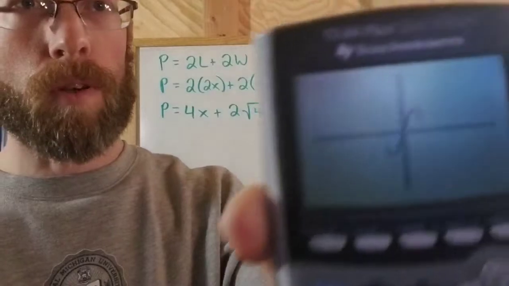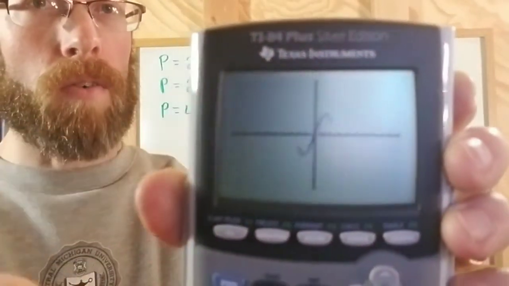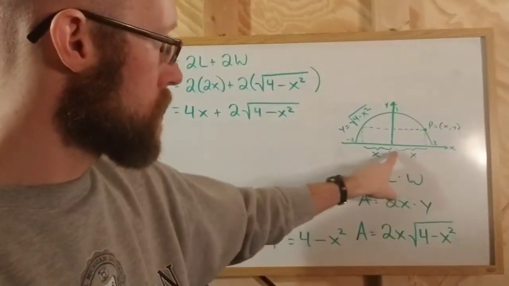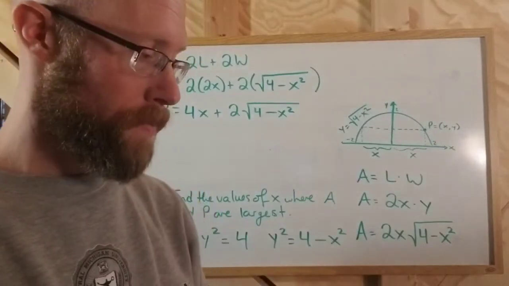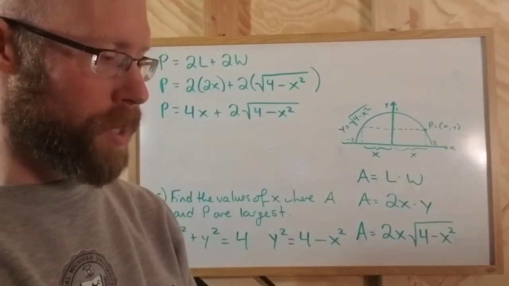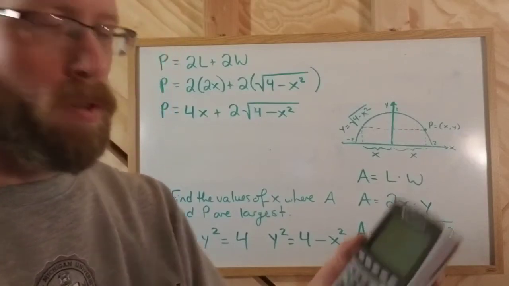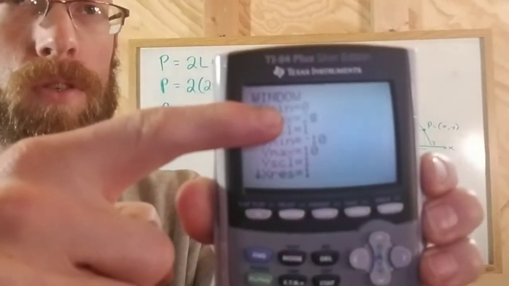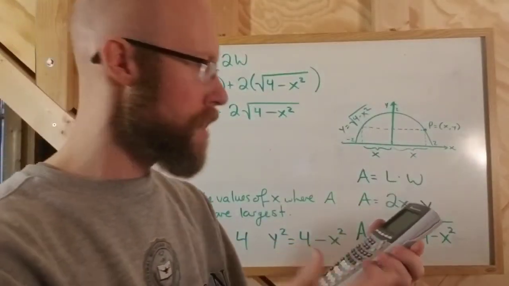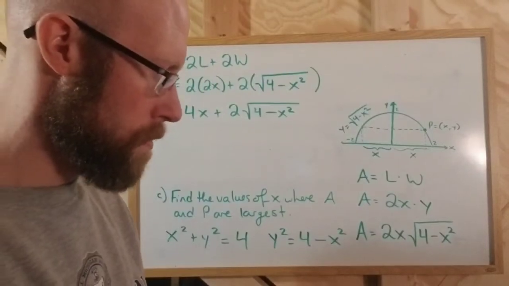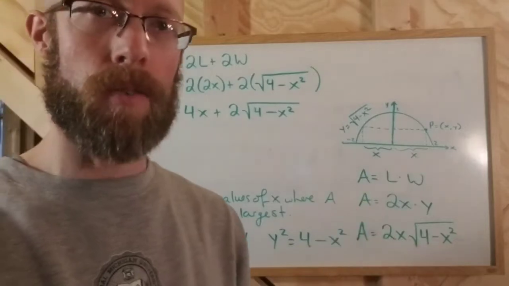Ooh, it's a weird looking graph. But it definitely has a maximum. Now, we're only looking for positive values of x, right? X is between 0 and 2, for sure. And so I could really limit my window down to x values from 0 to 2. So I go to my window, I go 0 to 2 for my x values. And my y values, my area is going to be positive, so 0 is a good minimum value.